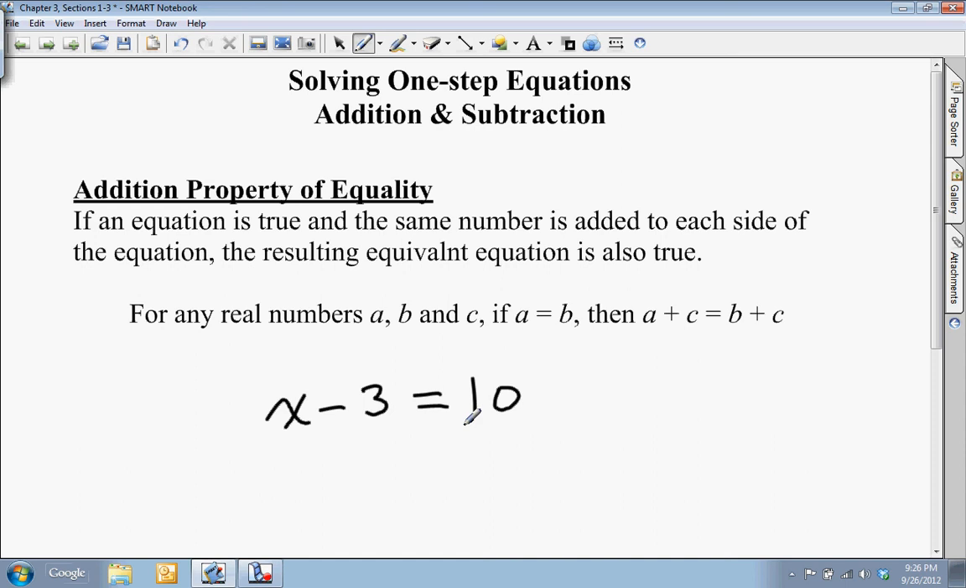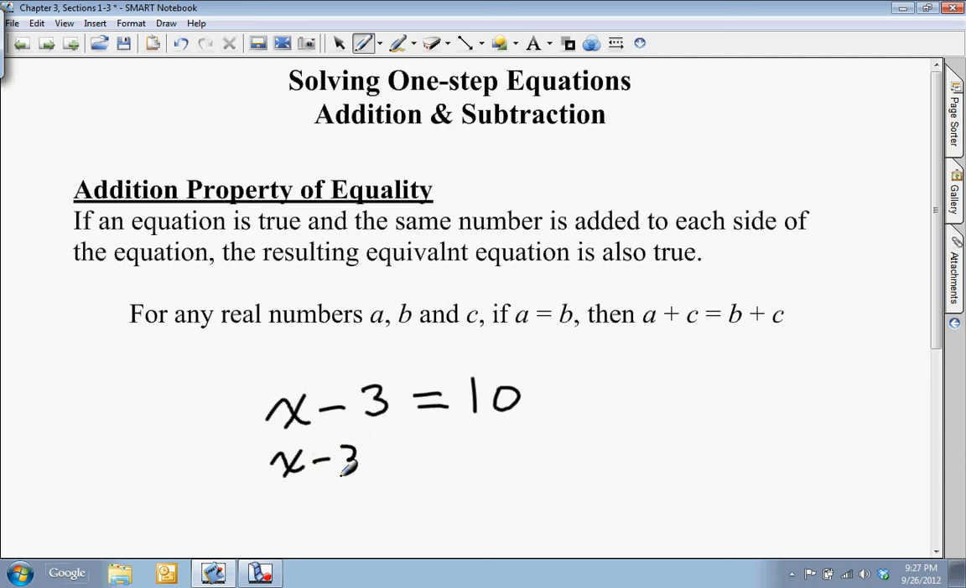So right now, we have a true statement. x minus 3 equals 10. Remember, we need to keep the scales balanced. Right now they are balanced. The left side is equal to the right side. So we're going to use this property in order to solve for x. And what this property tells us is that if we have two sides that are equal, which we do, we can add the same number to both sides and not change the equation.